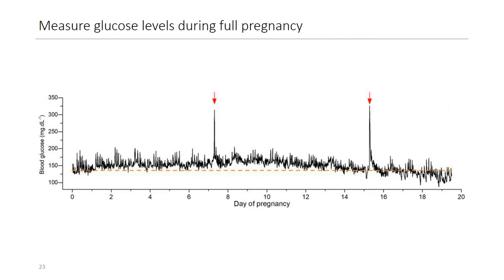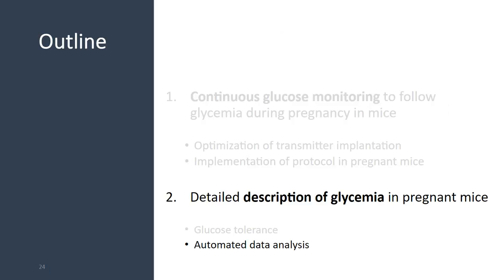Here you can see the oral glucose tolerance test indicated by the red arrows, but we can measure the blood glucose every 10 seconds during the full pregnancy and even before and after. Because this generates a lot of data, we decided to automate the data analysis. And this is something that I will talk to you about now.